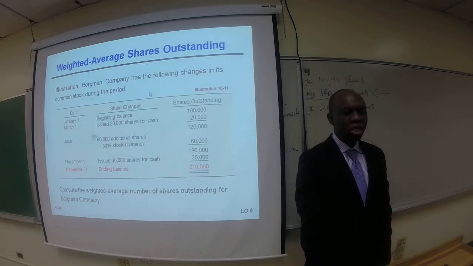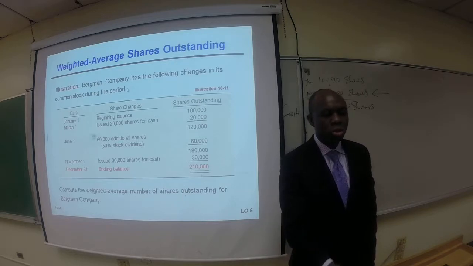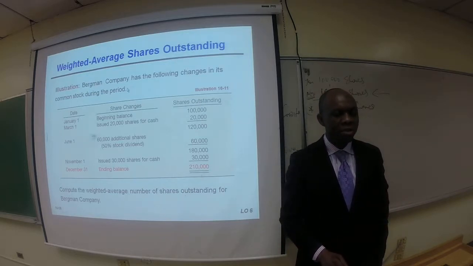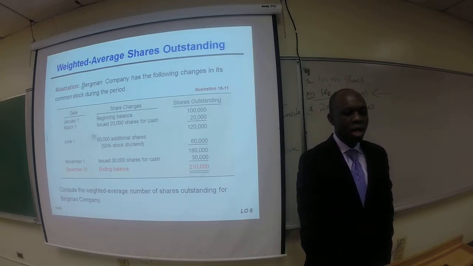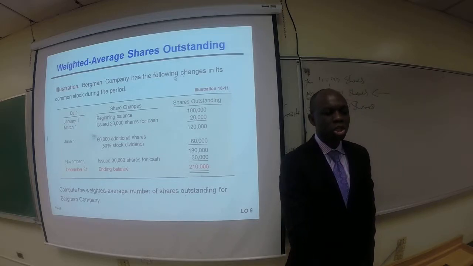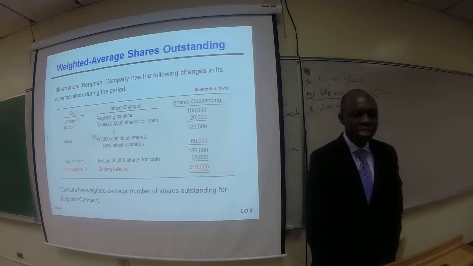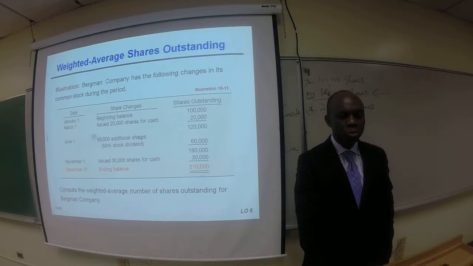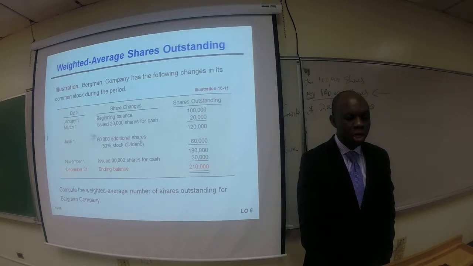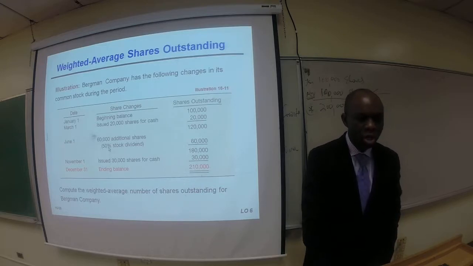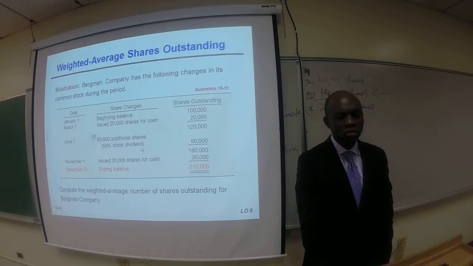Now, let us take a look at the additional illustration. We did one illustration in part 4 of the presentation. Here we said B company has the following changes in its common stock during the year. The same example that we went through in part 4, except for, look at this, June 1st, 60,000 additional shares were issued because of 50% stock dividend.